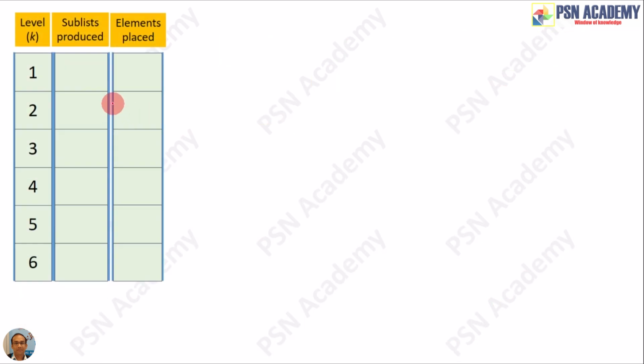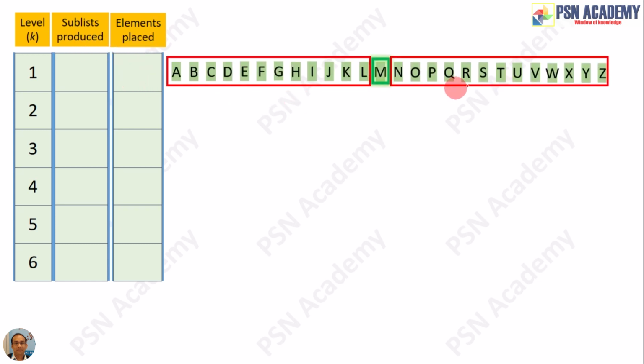Now here we have a table. These levels are actually those cycles, and for each cycle we have to get the sublists produced and the number of elements placed. Suppose this is the list and we have the M is in correct position, creating two sublists. That means in level 1 you have two sublists produced and you have one element placed in its correct position, right?